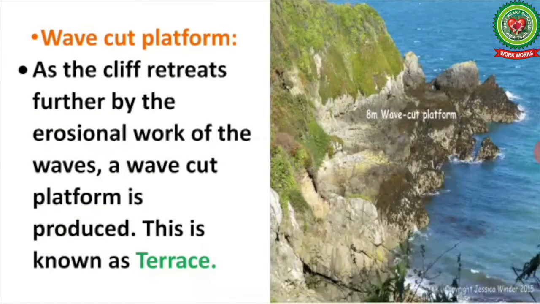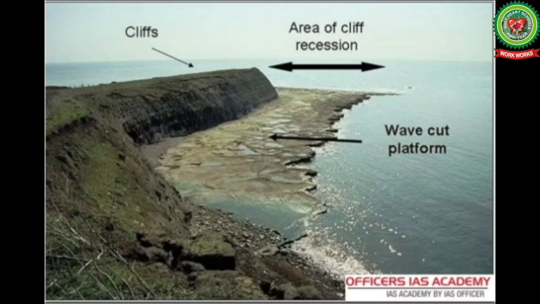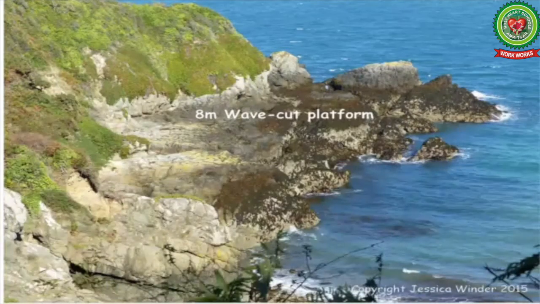Wave cut platform. As the cliff retreats further by the erosional work of the waves, a wave cut platform is produced. This is known as a terrace.